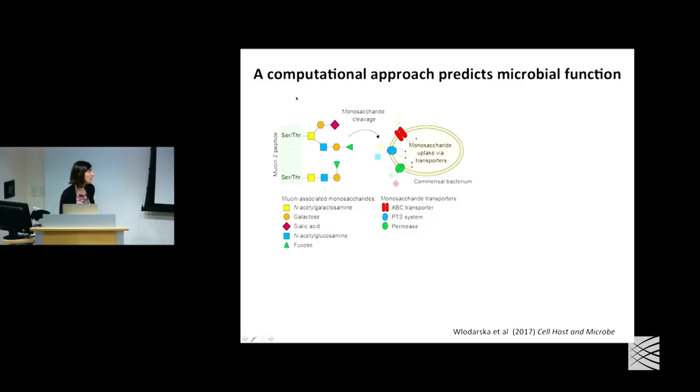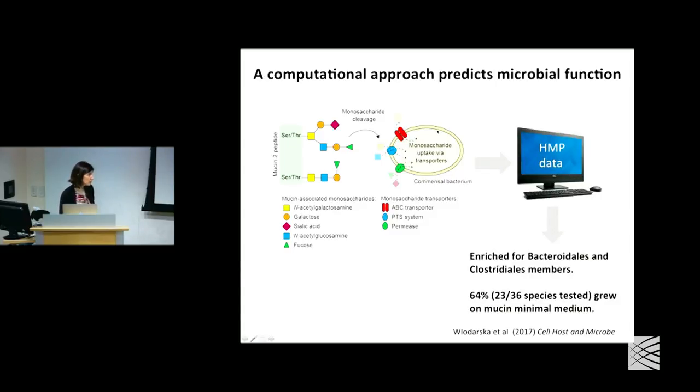And so we looked at, here's the mucin peptide, here are all the different sugars in different shapes shown here. We made a list of genes that were responsible for cleaving these sugars off of the mucin, and we also made a list of genes responsible for taking those sugars up. They need to be transported inside the cell for them to be used. We then looked for those genes in healthy individuals, using the Human Microbiome Project 1 data set. And we saw that bacteria that had these genes tended to come from Bacteroidales or Clostridiales members. So these are the orders of the organisms that were mainly able to do this function.